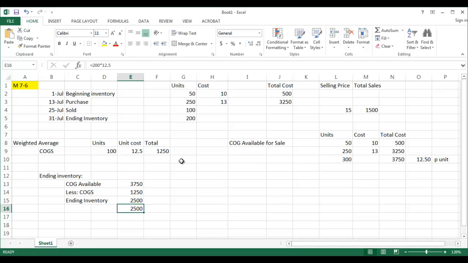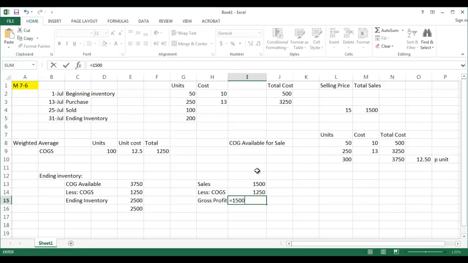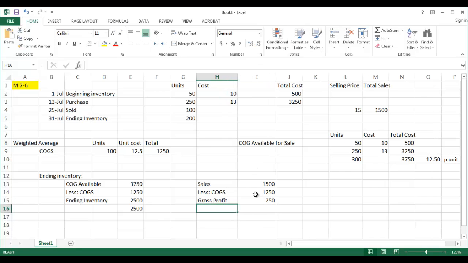So we've calculated our cost of goods sold, our cost of goods available, and our ending inventory. Now we need to determine our gross profit. So our sales, still just the $1,500, less our cost of goods sold of $1,250, means our gross profit under the weighted average method is $250. The $1,500 sales minus the $1,250 in cost of goods sold.